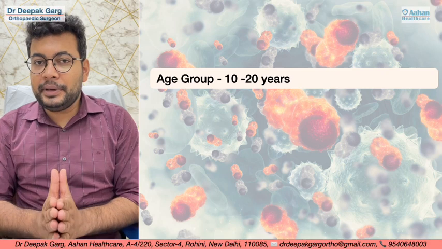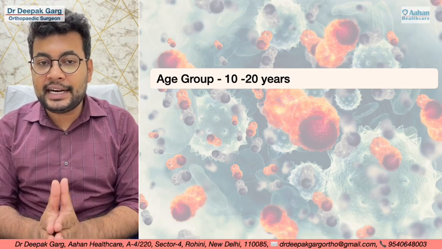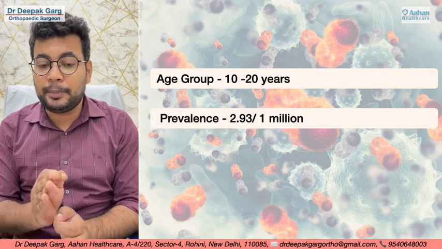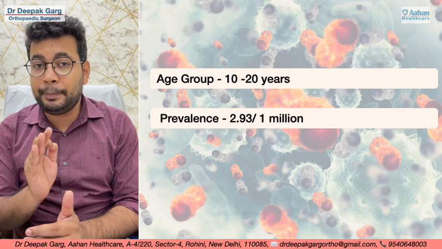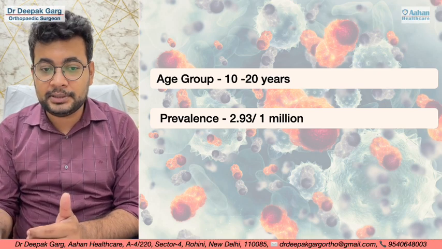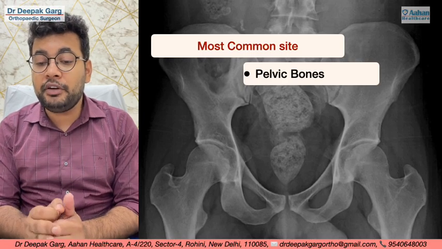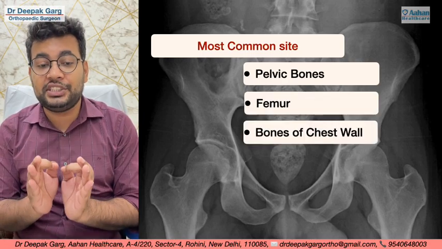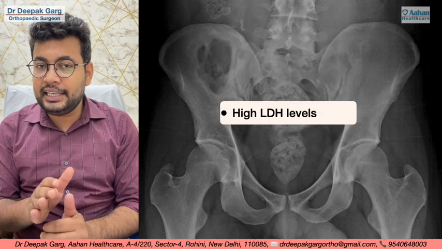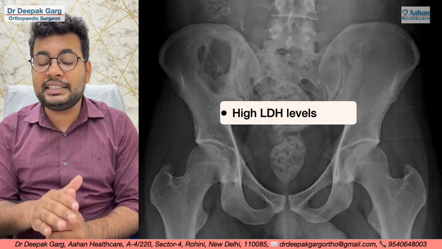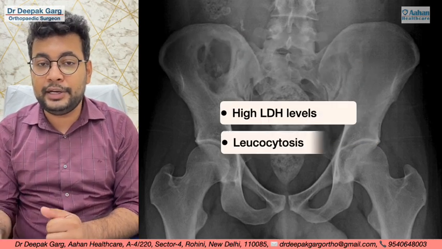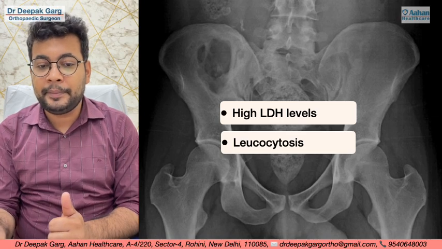The age group is 10 to 20 years, and the prevalence of the disease is approximately 2.93 per 1 million population. The most common primary sites are the pelvic bone, femur and bones of the chest wall. Initially when the patient presents, usually there is a high level of LDH and leukocytosis is seen.